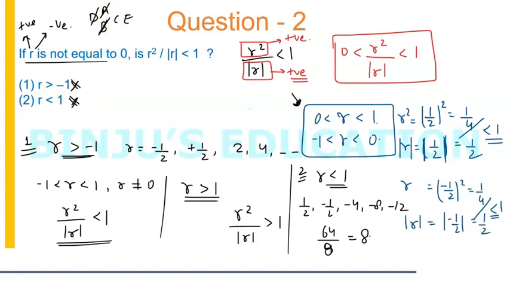But what if we combine both these statements? If we combine both these statements, then we'll get the result that the value of r is between minus 1 and 1. If you keep any value of r between minus 1 and 1, then r square divided by mod of r will always be less than 1, because again, higher the power, lesser the value. So you can again say that your answer is simply option number C.